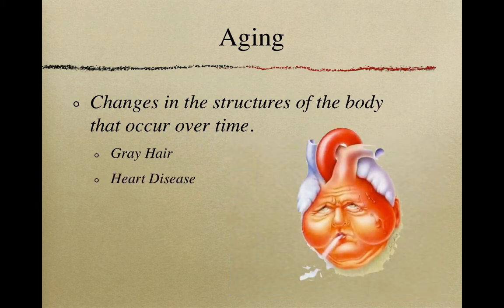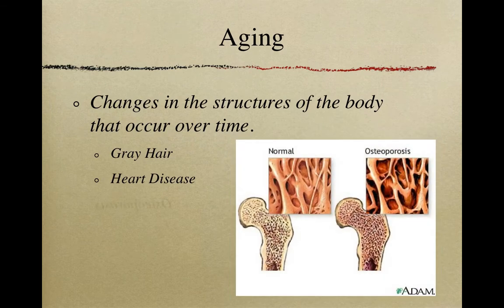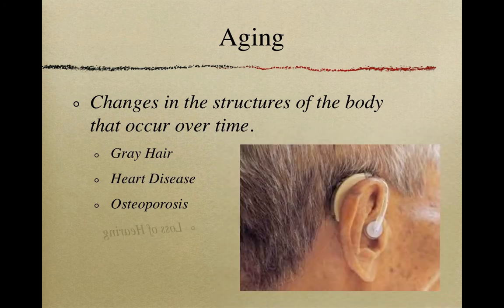Heart disease, where the muscles in the heart will either swell up a little bit or they can actually get weakened and thin out. Osteoporosis is another effect that aging can have on the body, where the spongy bone material gets more porous and the bones become more brittle. And also loss of hearing. That's a very common effect of aging on the human body.